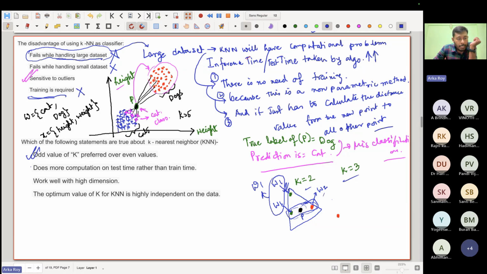Okay. The second statement is, does more computation on test time rather than train time. We have already told you that there is no requirement of training, because this is a non-parametric method. Rather, at the time of testing or inference, you have to calculate the distance from the new point to all other points, which is basically a cumbersome process if you have a large number of data in your data set.